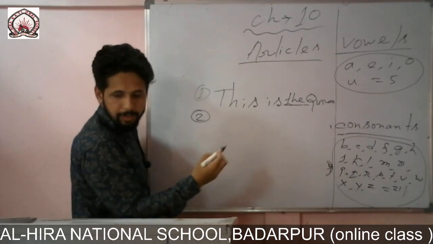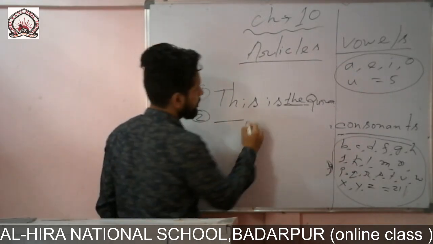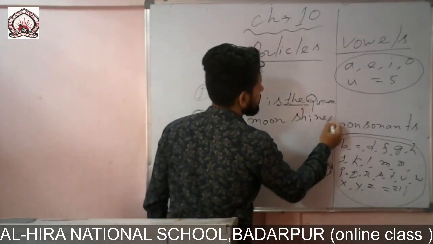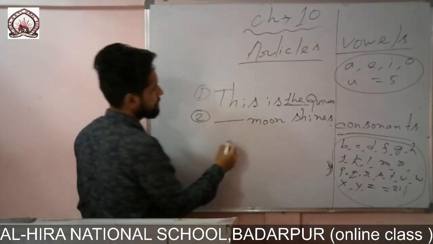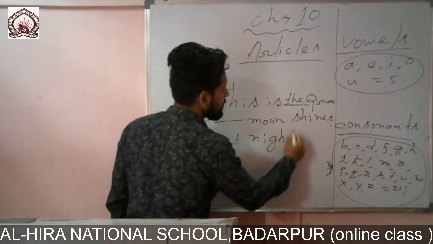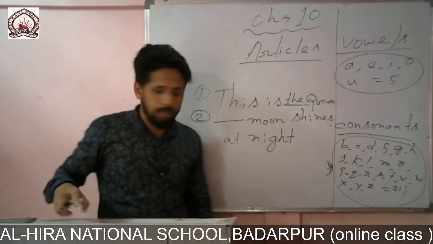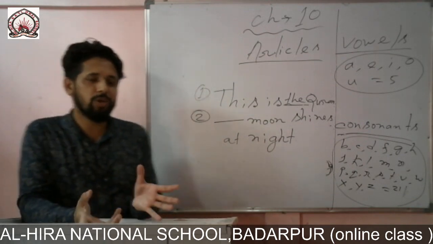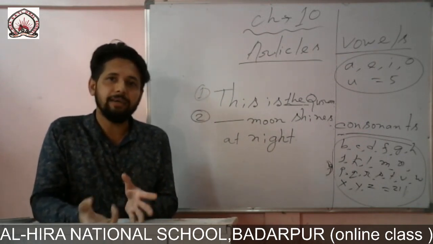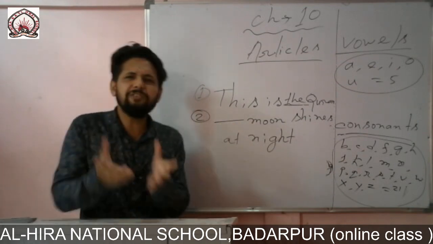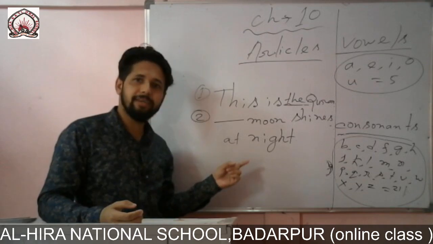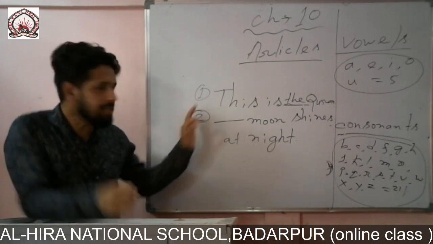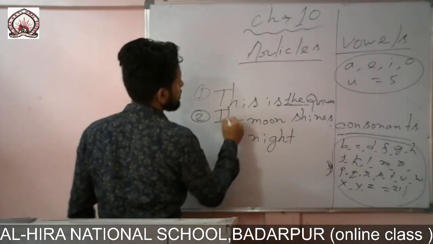Moving on to the next example. Look at this example, my dear students. As I said, whenever we talk about any special thing, any unique thing, we use the. You see, the moon is a very unique thing. So instead of using an or a, we would use the. The moon.